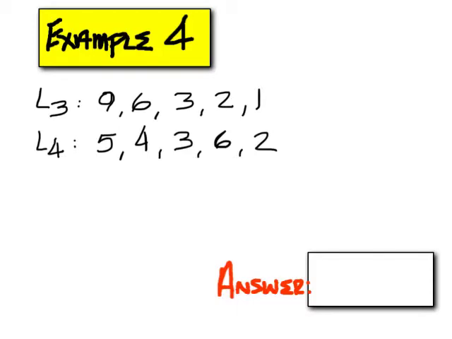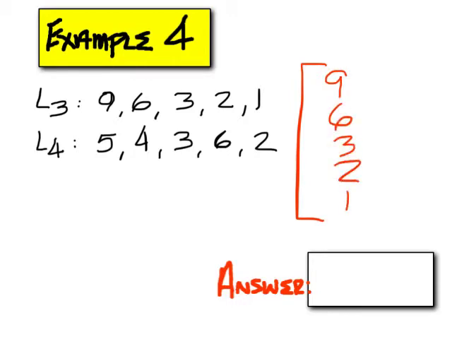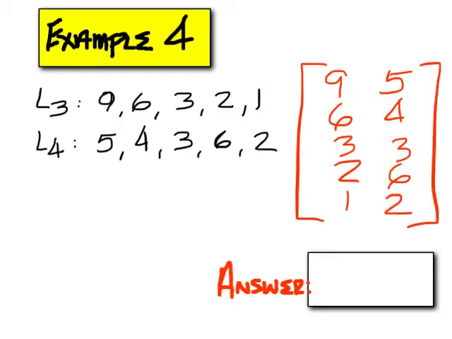Alright, so in example number 4, you would do the same thing, and once you go through all those steps, you should have a matrix on your screen just like I had in the last screen that looks like this. It should be 9, 6, 3, 2, 1 in the first column, and then 5, 4, 3, 6, 2 in the second column.